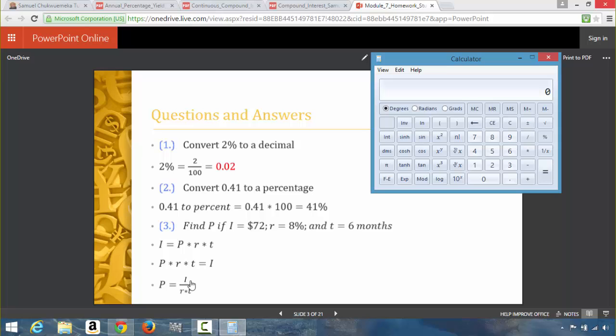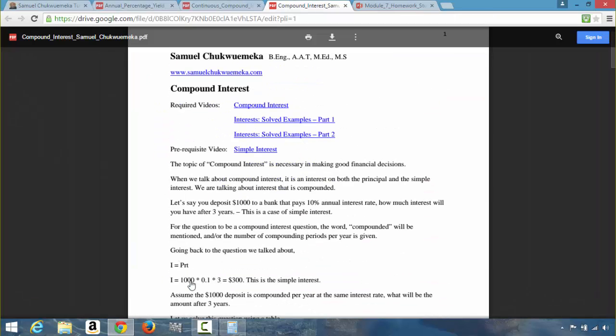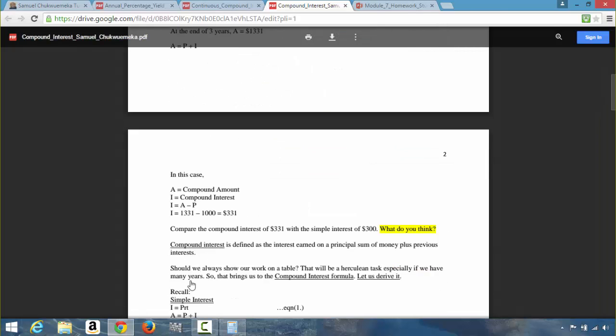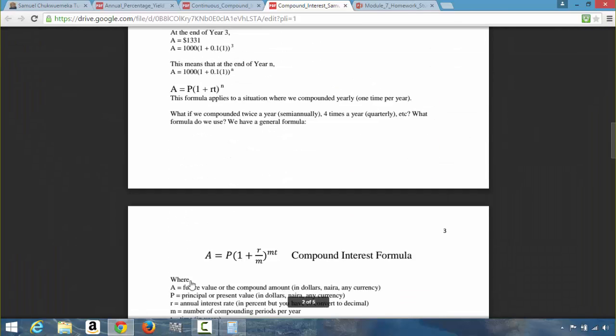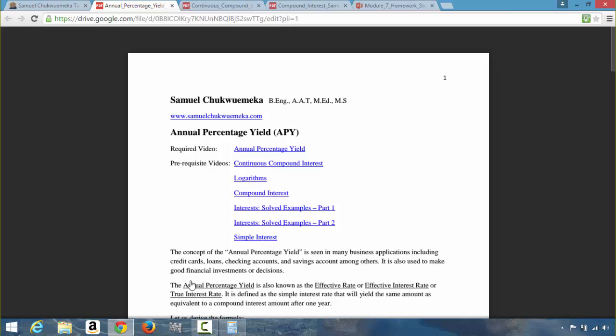Number 3, find the principal if the interest is $72, the interest rate is 8%, and the time is 6 months. So if you look at this, the videos and the notes, you have to convert. This is an example here, because I also did examples. This compound interest. This is a simple interest. So let's pull up simple interest.